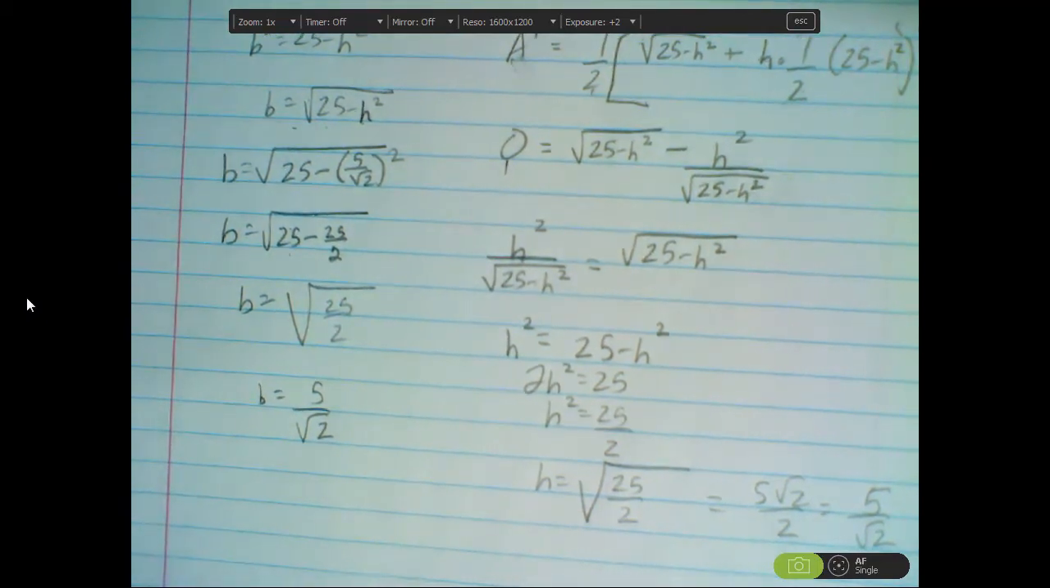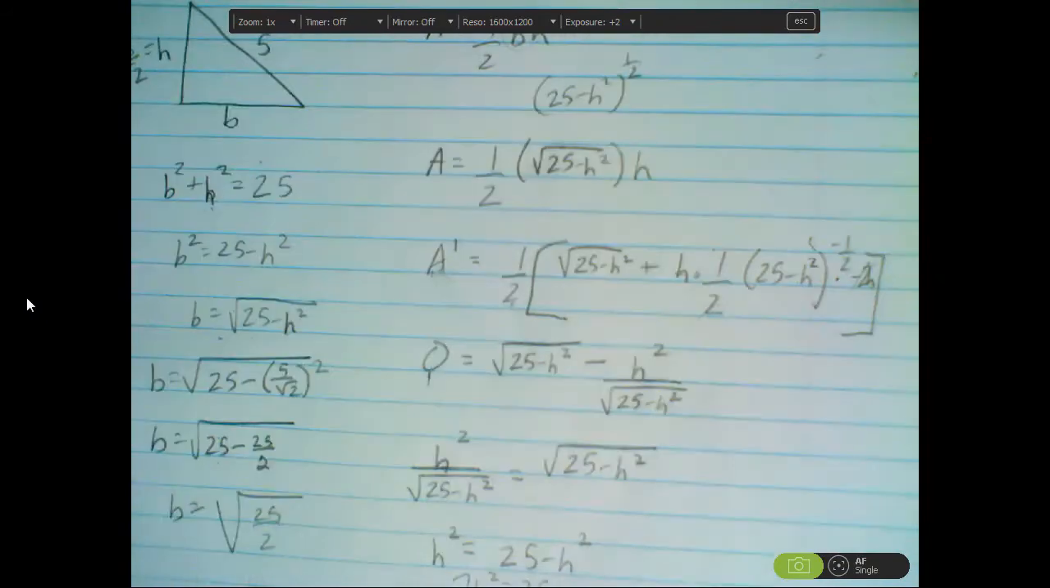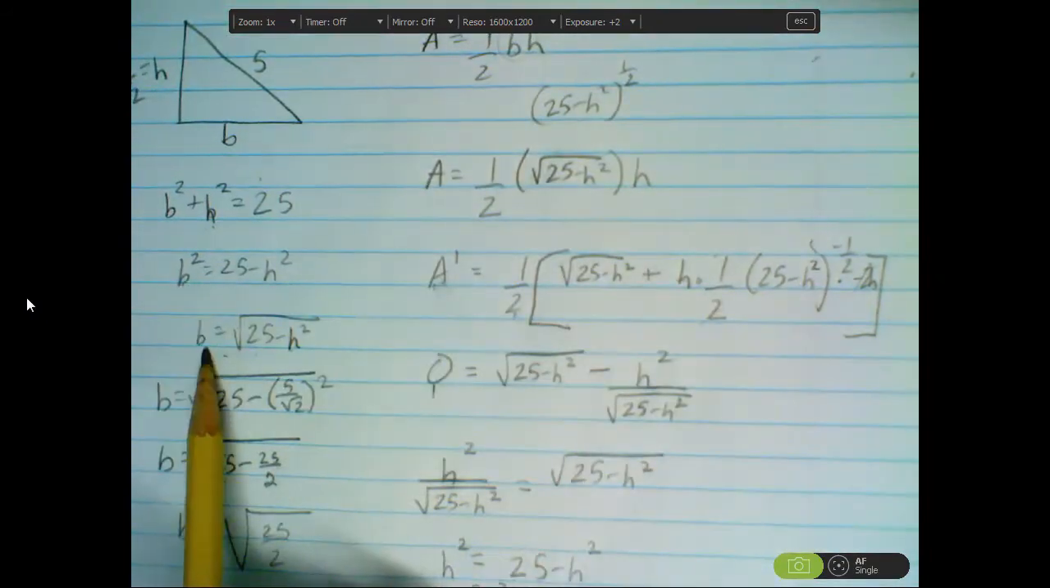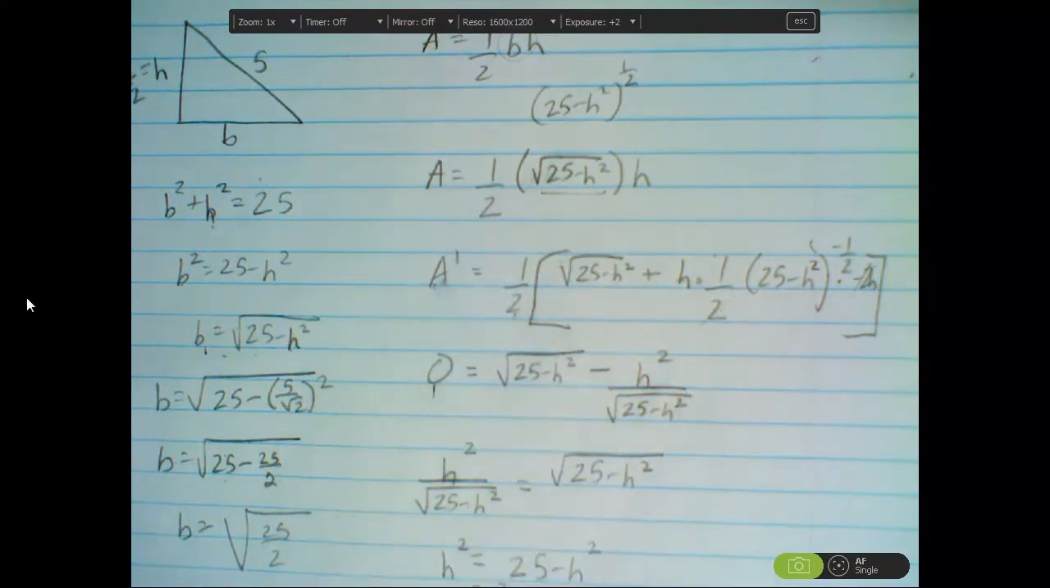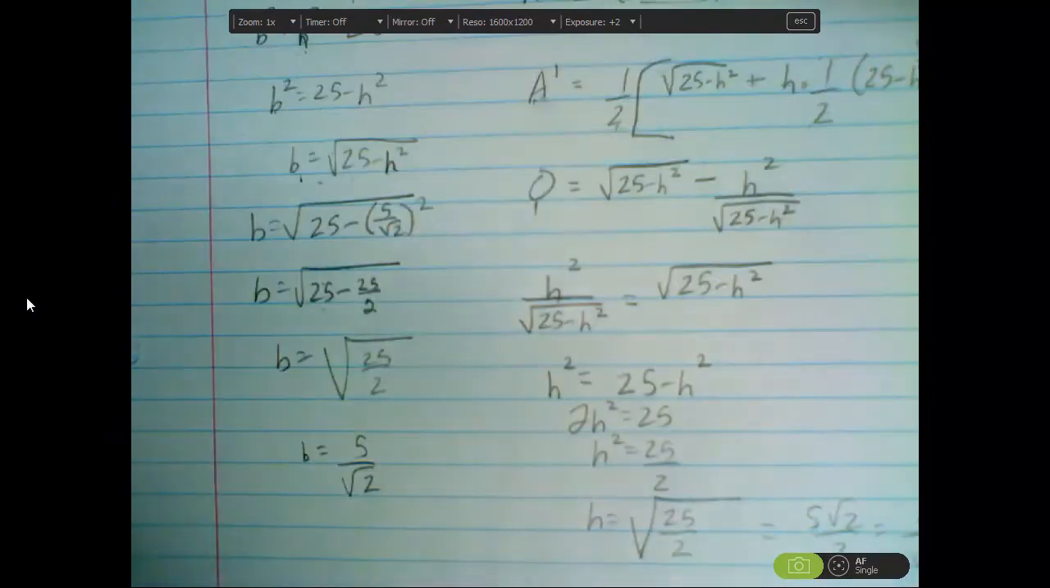I know it's hard, I know it's confusing, but basically the hardest part was figuring out that b is 25 minus h squared and plugging it in. The rest of it was just taking derivatives and solving. Let's try number 5.